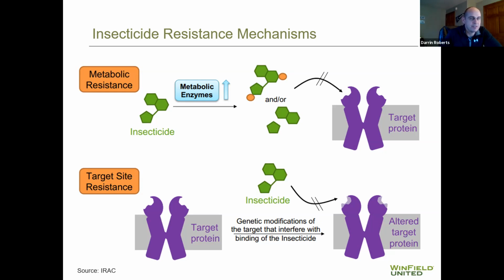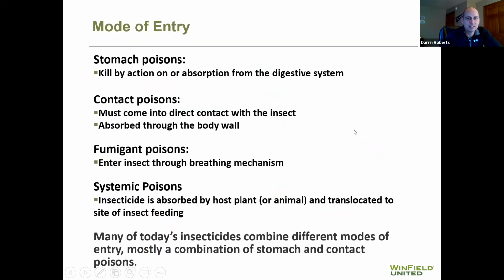And with that, if the insecticide is intended to be absorbed by the insect, they develop this mechanism where they absorb it more slowly. Okay, and so the insecticide doesn't kill them. So those are some things to keep in mind there with mode of action.